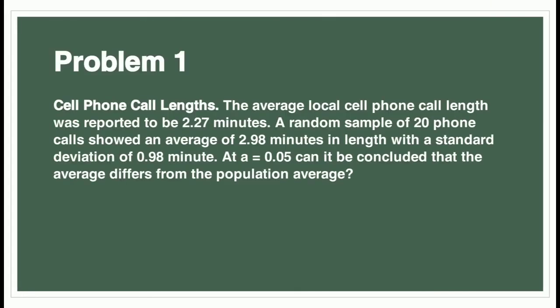For page 36, for the first problem, cell phone call lengths. The average local cell phone call length was reported to be 2.27 minutes. A random sample of 20 phone calls showed an average of 2.98 minutes in length with a standard deviation of 0.98 minutes. At alpha equal to 0.05, can it be concluded that the average differs from the population average?